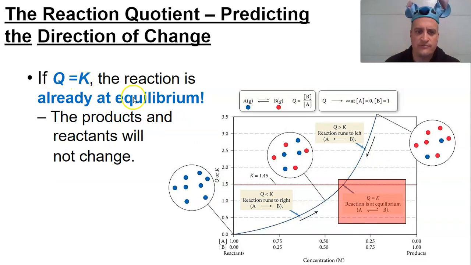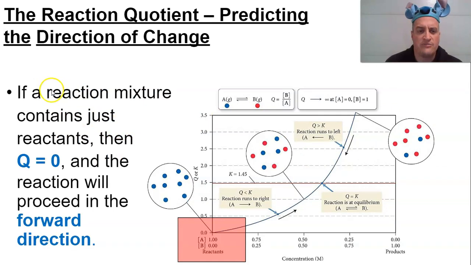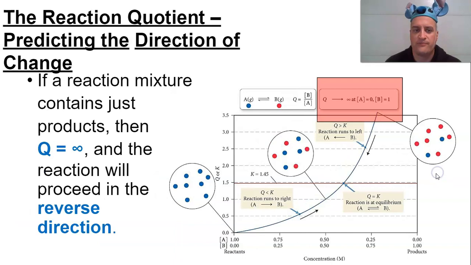If K equals Q, it's already at equilibrium, no change. Everything stays the same. Likewise, if a reaction mixture just contains reactants, nothing's reacted yet, Q is 0. We have not reached equilibrium. We often think of K equal to Q at equilibrium, but it hasn't reacted, so Q is still less than K, so it's going to continue forward. Remember, your Q value cannot be negative, so if you start off at 0, the only way to go is up, meaning the forward direction.